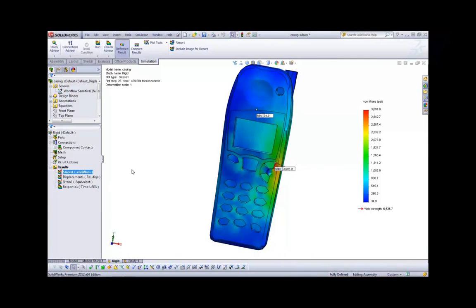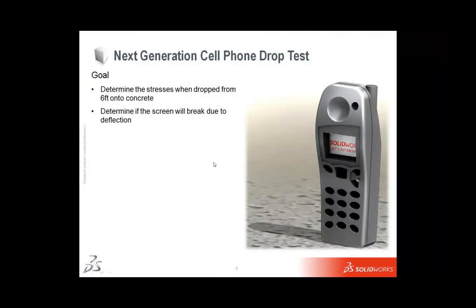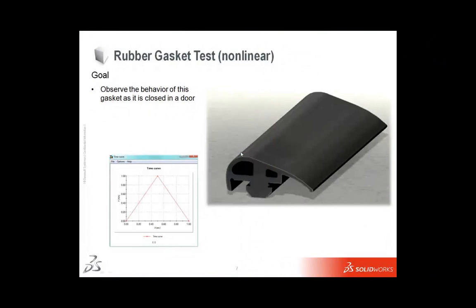Okay, so back to the PowerPoint. So we see the stresses when dropped from 6 feet, and we determine that the screen will break due to deflection in this area. It is very likely that the screen does crack.